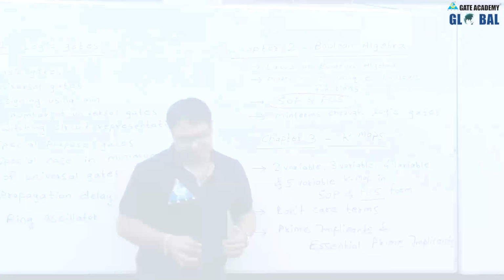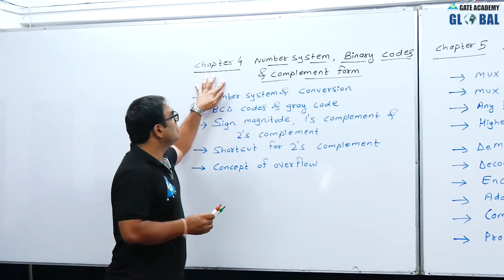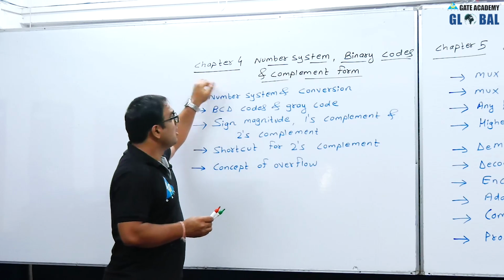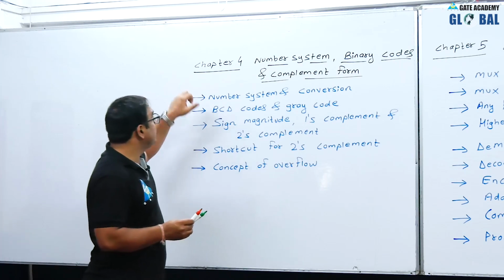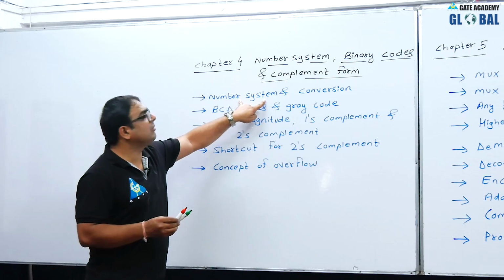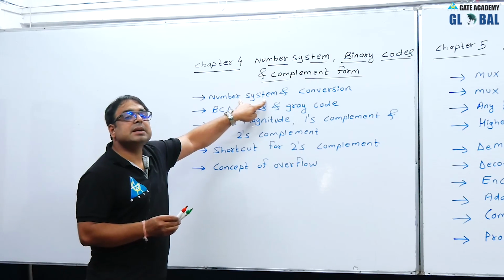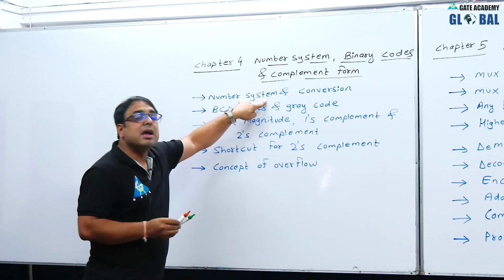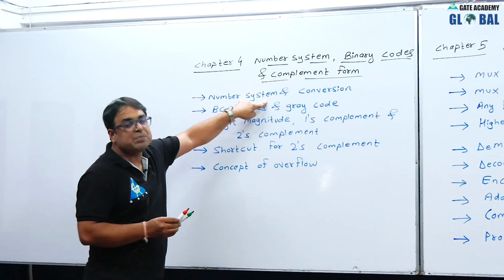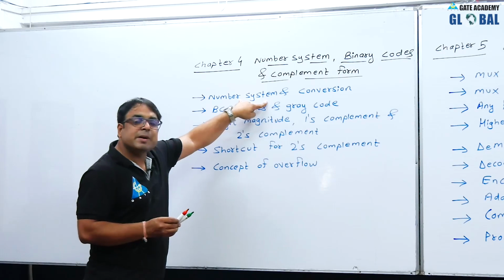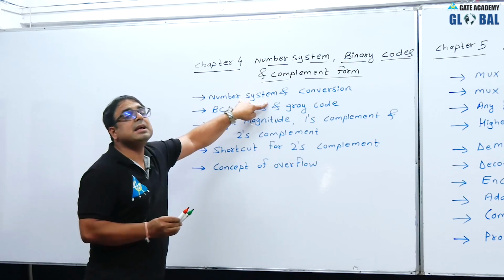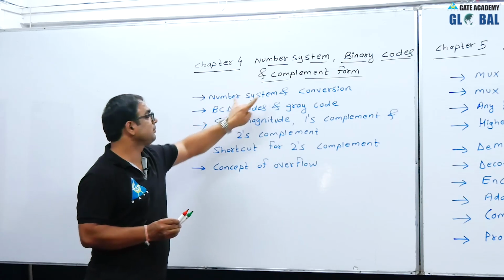digital electronics. Next, chapter 4, we will see number system, binary codes and complement forms. So let us see what we have in this unit. First we will be starting with number system and conversion. We will be discussing the basic number systems we have and how to convert a number from one number system to another number system. We will discuss it so systematically that we will be able to solve the question for any base number system.